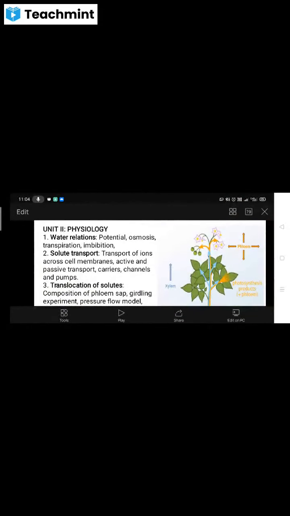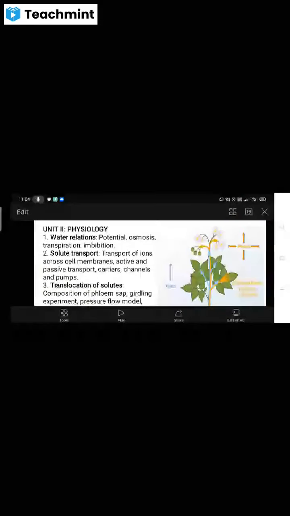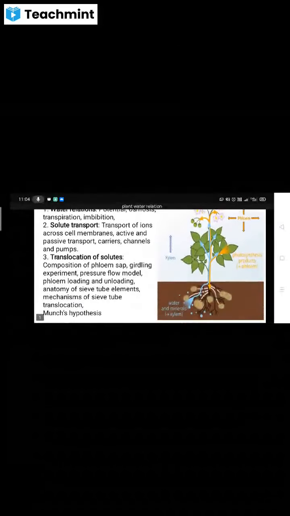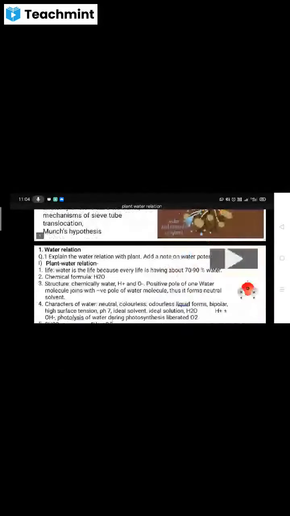So yesterday we started the second unit, that is on physiology. In this unit, the first point is water relations. In yesterday's lecture I started the water-plant relationship and water potential. So what is meant by water potential?